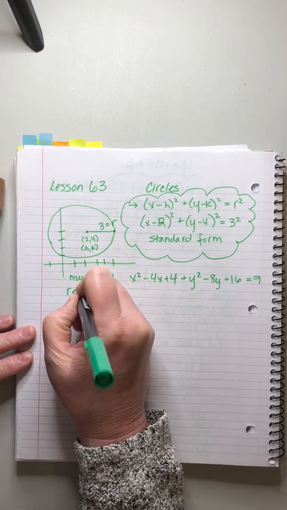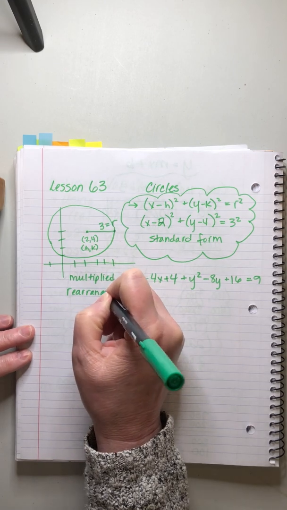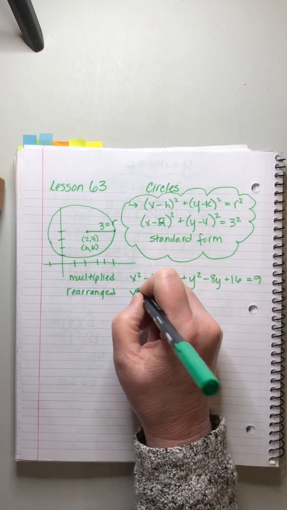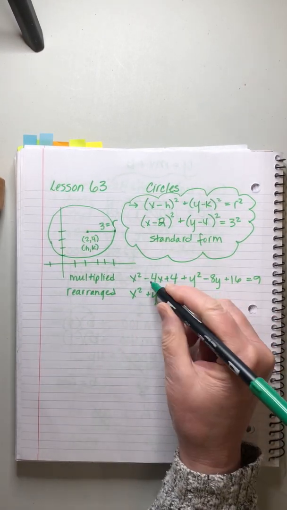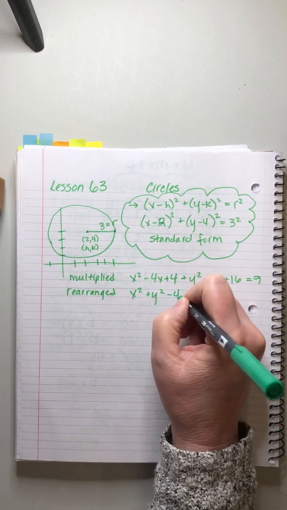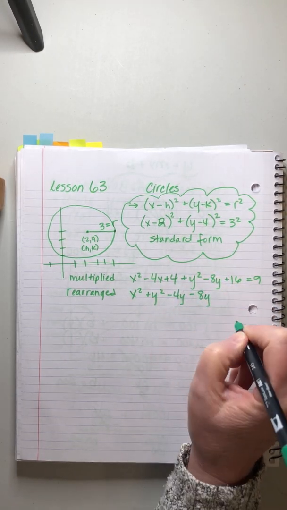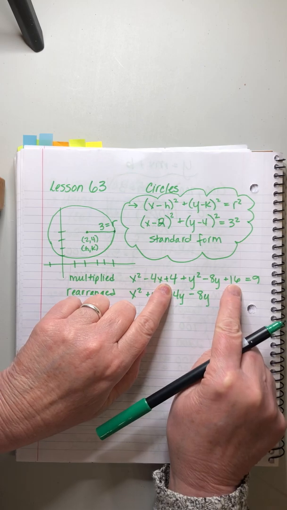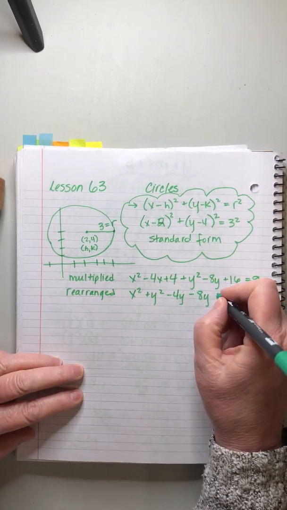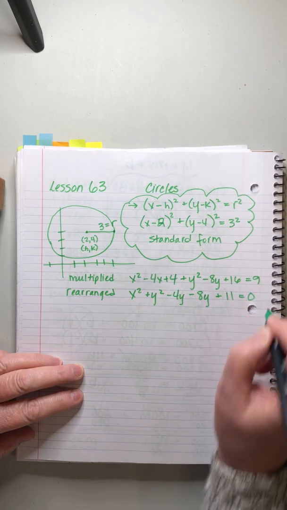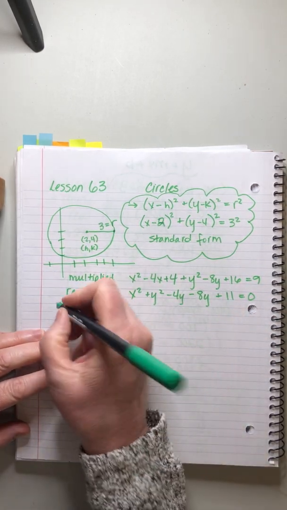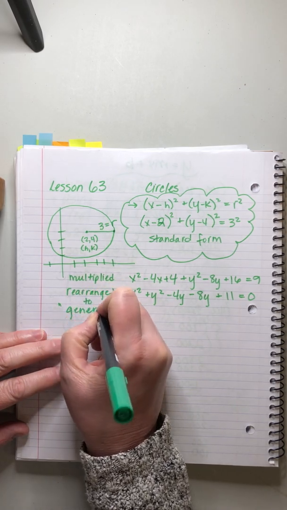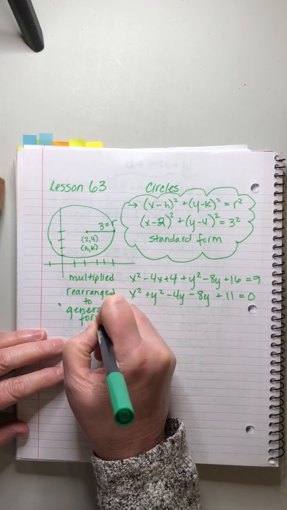And then I'm going to rearrange it. And that is going to be, I'm going to put the squares first, x squared plus y squared. Then I'm going to put the x and y terms, minus 4x, minus 8y. And then I'm going to put all of the numbers, I'm going to swim them all together. 4 plus 16 is 20, but then I have to subtract the 9. So this would be plus 11 equals 0. And this we call general form. Okay?